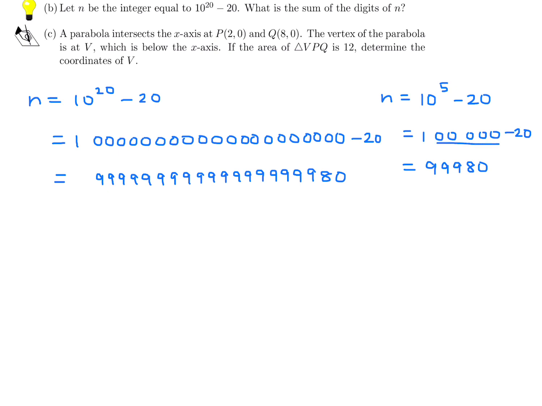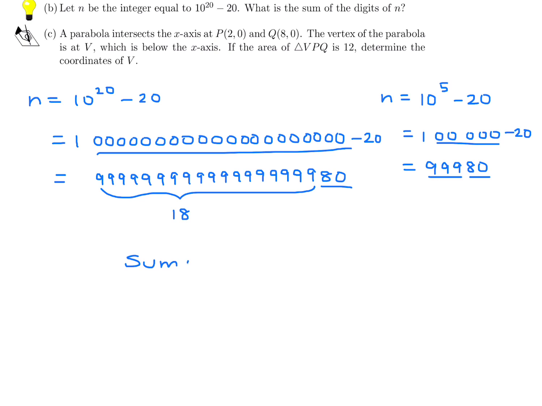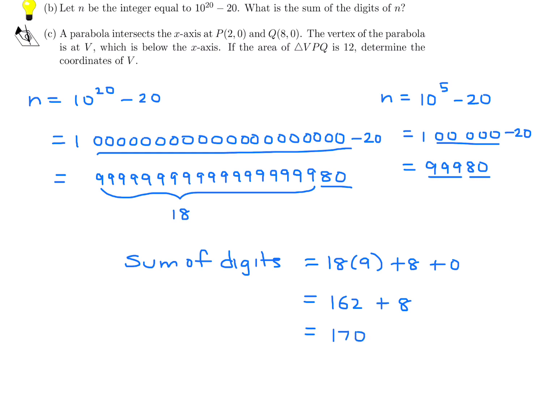So just as before, this was 5, and then here we only had 3 because the last two digits are taken. Here we had 20, and since the last two digits are taken, this is 18. 20 minus 2, basically. So the sum of the digits for that big long number, you're going to have to add 18 of those 9s, so 18 times 9, and then plus the 8 plus the 0. So 18 times 9 is 162 plus 8, so that is 170.